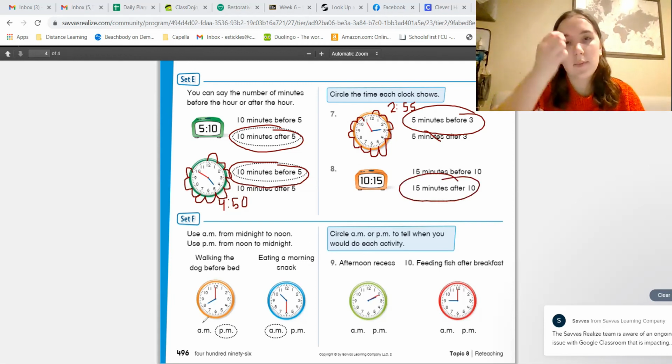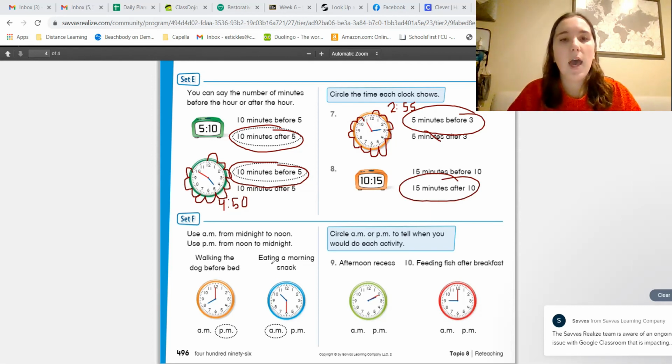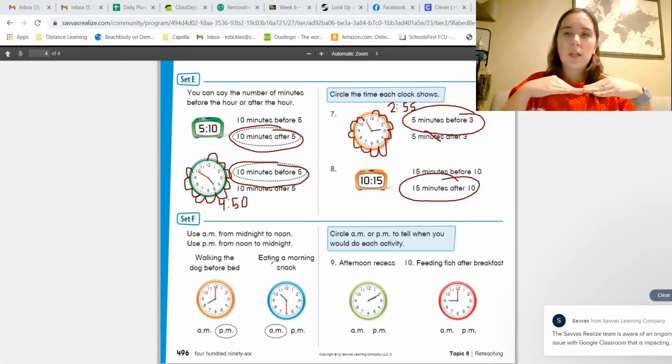Last set of problems down here. Let's look at the left side. Use AM for midnight to noon. So that's the morning. So from the very middle of the night to the middle of the day is morning. That's AM. And then use PM for noon until midnight. So from the middle of the day until really, really late at night, that's the evening, the afternoon, that's PM.